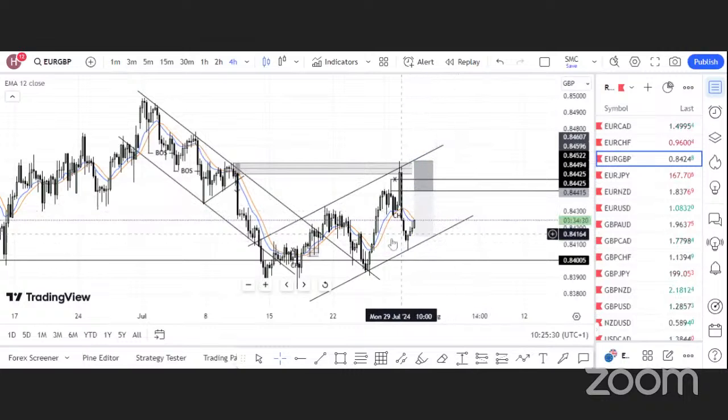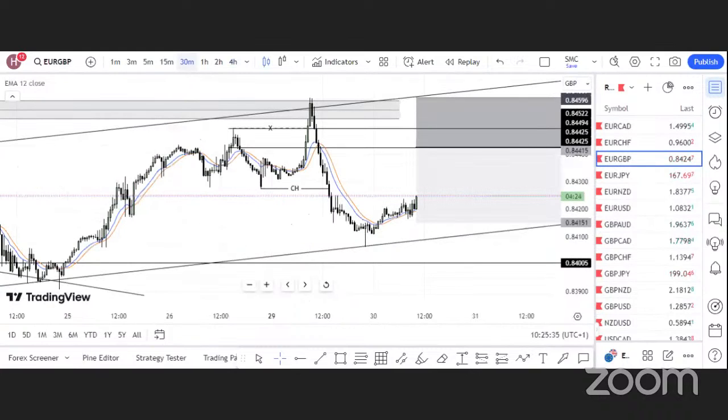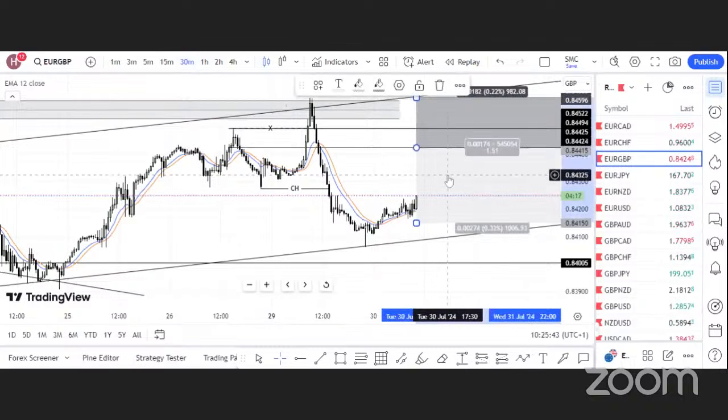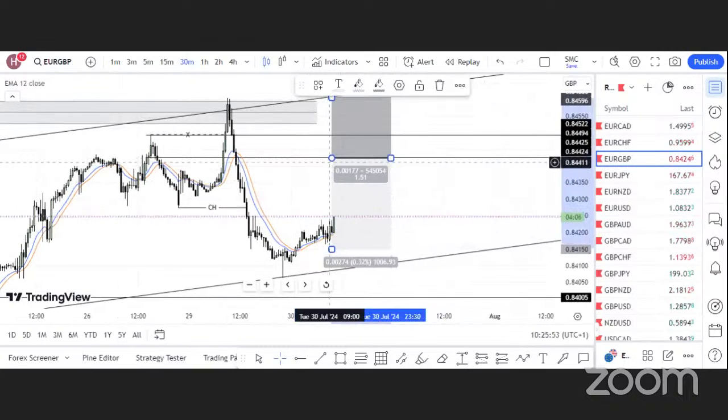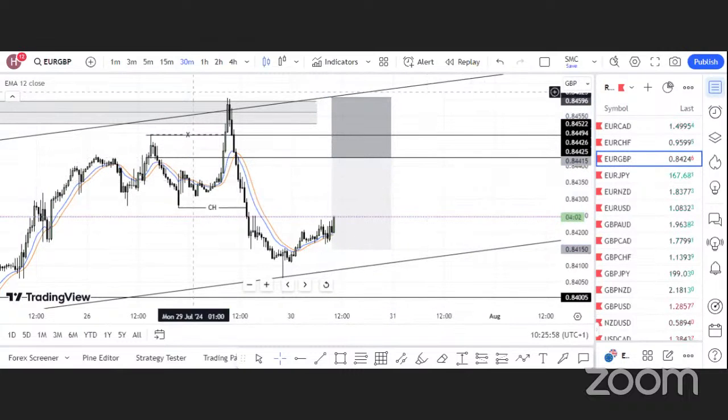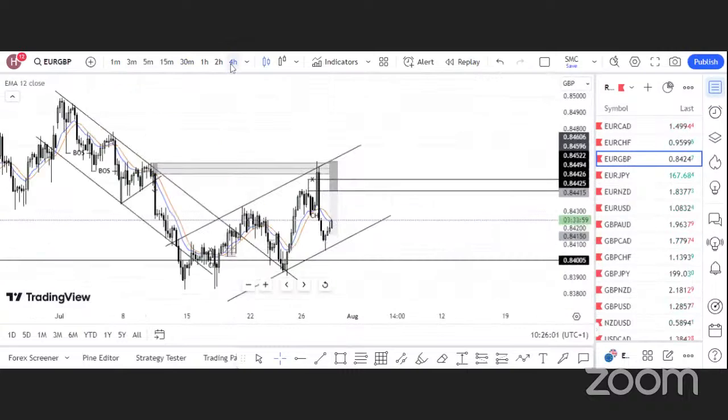Even though this market is in an uptrend, remember I always say this, even though the market is in an uptrend, doesn't mean that the market will stay up all through. There's going to be bearish moves along the line. The market will keep going up and down. So that's exactly what's going to happen here on Euro GBP.